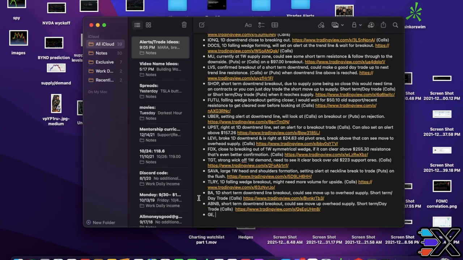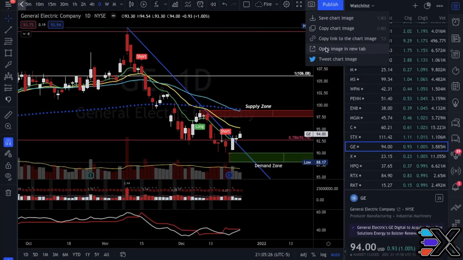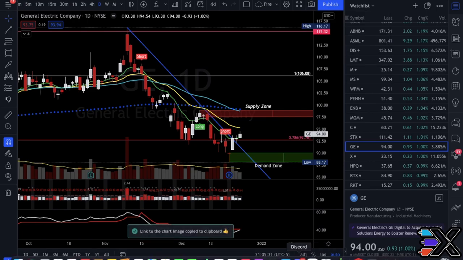We got GE. And we got the same thing, short-term downtrend breakout, and we'll be looking for a move up to supply since it's so close.